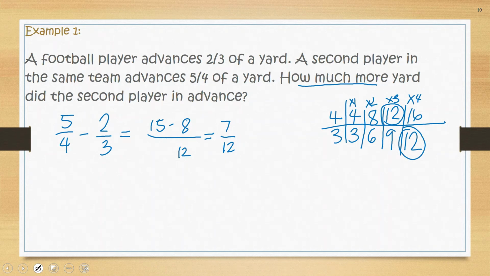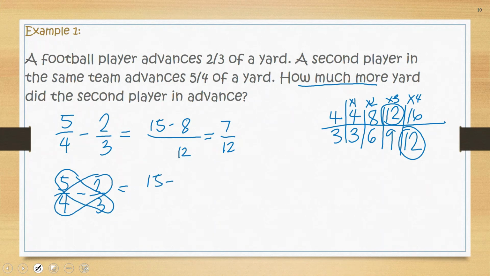So let's try the second method which is the butterfly method. 5/4 minus 2/3. So ang gagawin lang natin is i-cross multiply natin ito. So 5 times 3 is equals to 15 at 2 times 4 is equals to 8. And multiply natin yung denominator which is 4 times 3 is equals to 12.